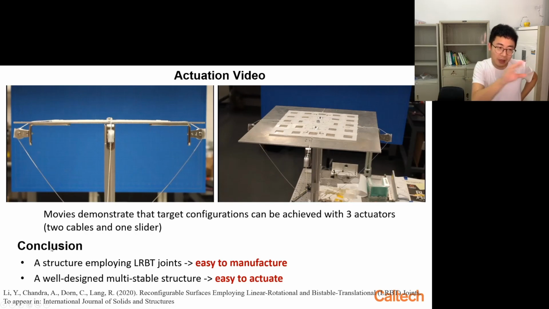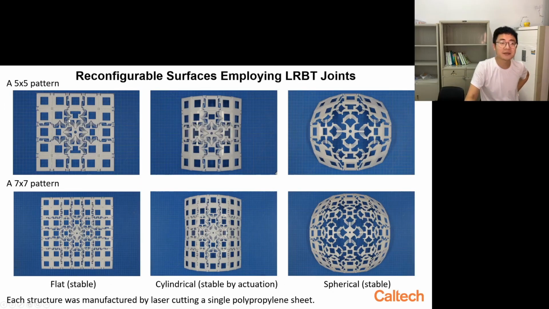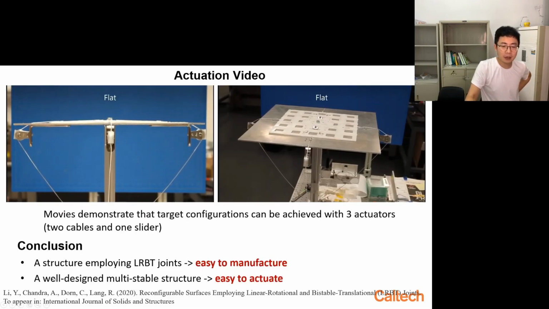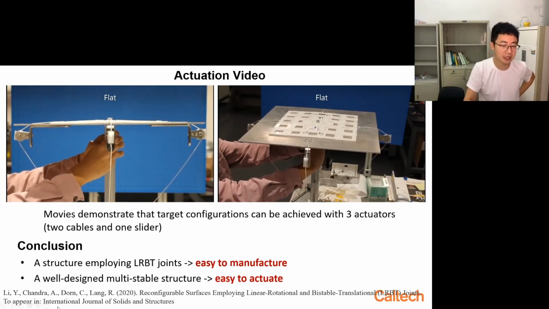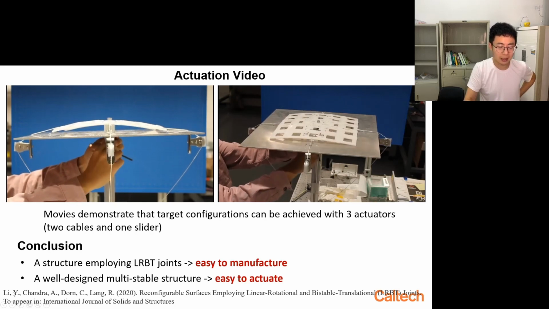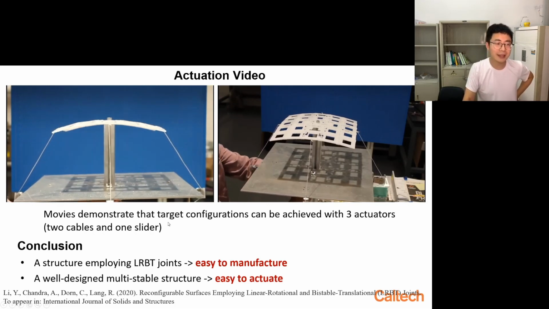So this type of conceptual design, different but with the same purpose, ends up with a structure that employs this type of joints. You can see there are some special joints. I call them LRBT joints, and it's also a multi-stable structure, easy to actuate, easy to manufacture. So this work is also accepted, and it will appear in this journal. And I have several other co-authors who worked together to get this done. So it's another interesting one. So I think that's pretty much it.